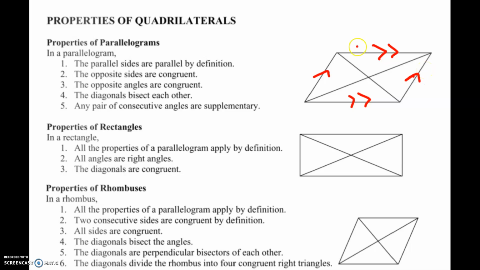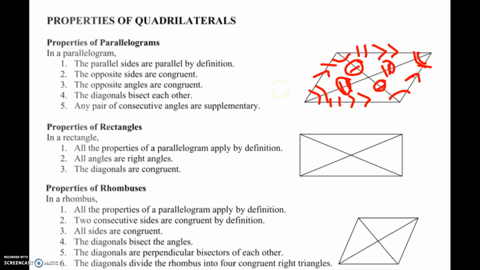For instance, those opposite sides were also congruent. We knew opposite angles were congruent. Both pairs of opposite angles are congruent. We also learned that the diagonals bisected each other, which means this got cut into two congruent segments, and this was cut into two congruent segments. We also know then that consecutive angles are supplementary. Any pair of consecutive angles were supplementary. So there was a lot of properties about just a parallelogram.